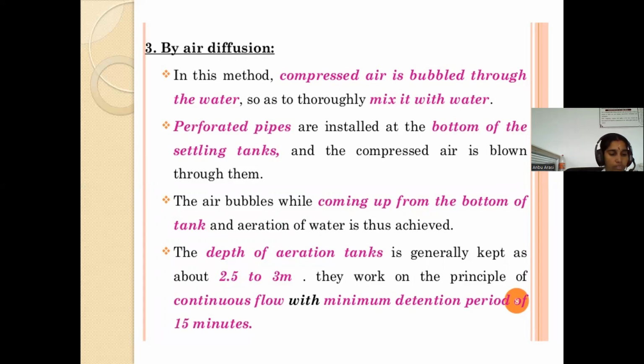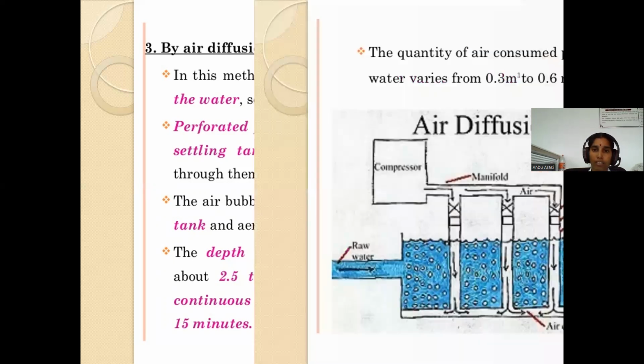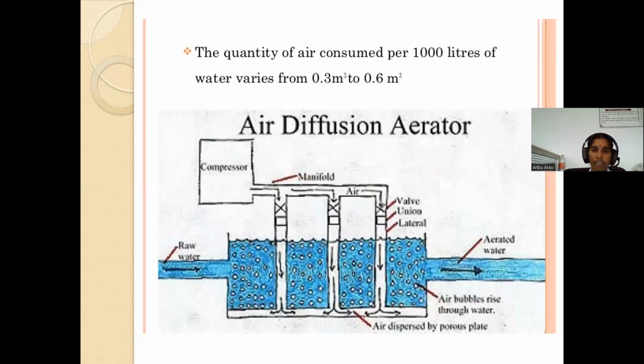In diffused air method, the tank depth is 2.7 meter to 4.6 meter and length of the tank is 3 meter to 9.1 meter, and length to breadth ratio for effective mixing is 2. Detention time is 10 to 30 minutes. Air required is 75 to 112 meter cube per million liters of water. Power required is 0.13 to 0.52 kilowatt per million liters per day. This is the air diffusion aerator, that is multiple tray aeration method.